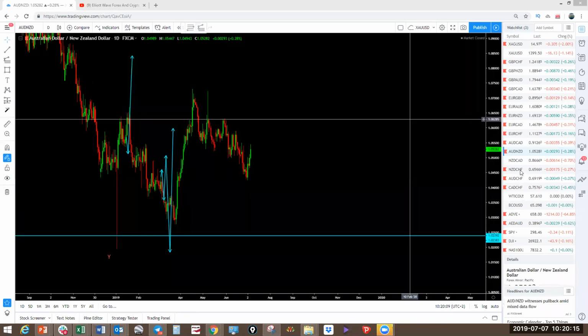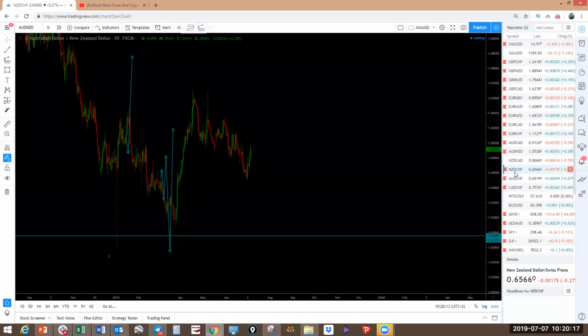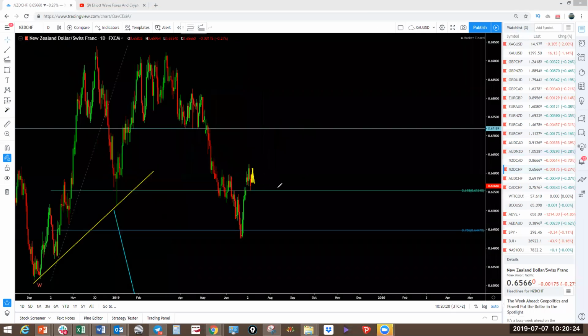NZDCHF. It's got a pulsing move. You want a corrective structure. You want a corrective structure here to at least do that. May take a couple of days, but watch for it, wait for it.